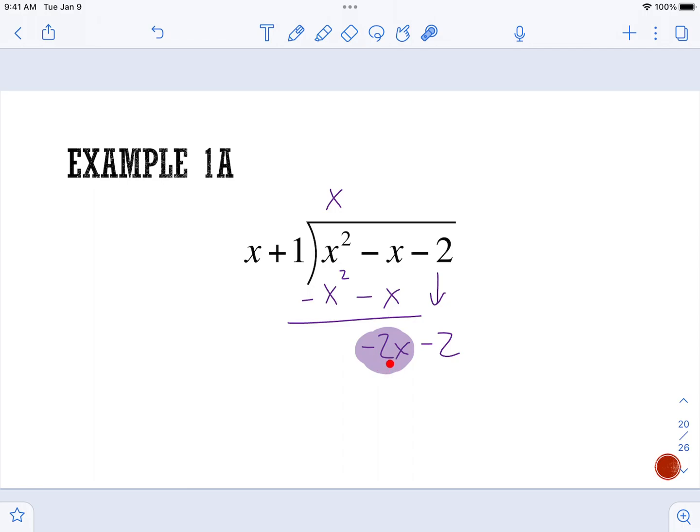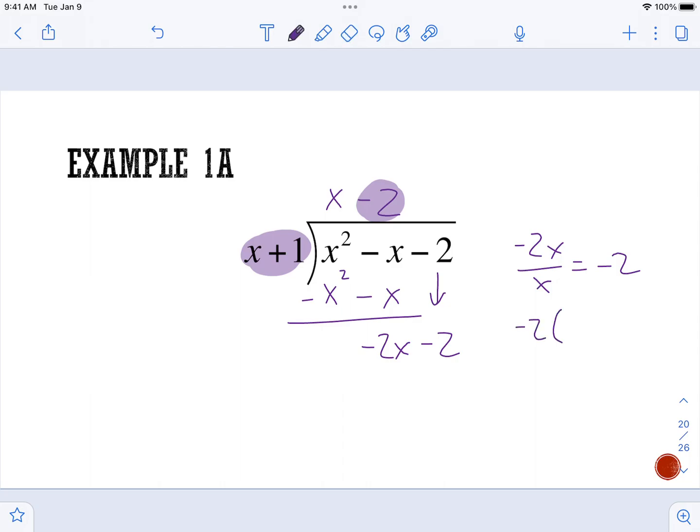So I'm going to divide the first term here by the first term x. So negative 2x over x, that equals negative 2. That's the second part of my answer, of my quotient. So that's going to go right up here. So x minus 2 is my quotient so far. Now I'm going to take that minus 2 and multiply it by the entire divisor. And that's what's going to give me what I need to subtract in the next step.